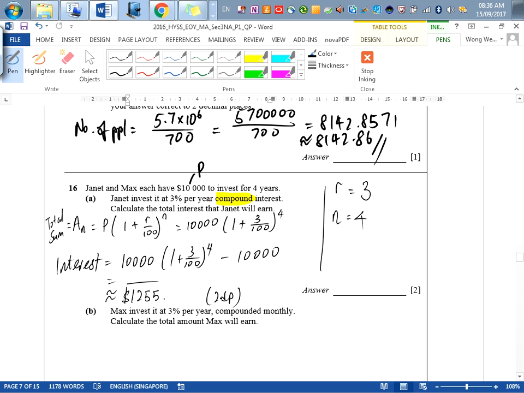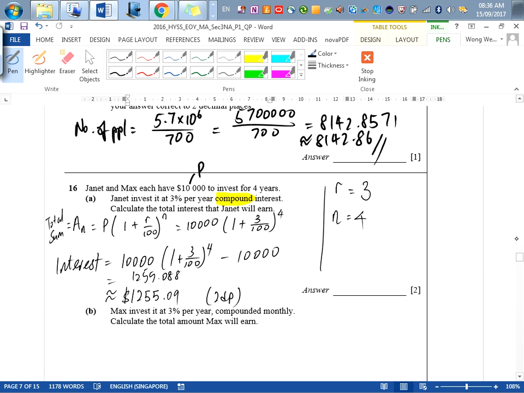What is the 3 dp? So this will be 1255.09. Okay? 2 dp.